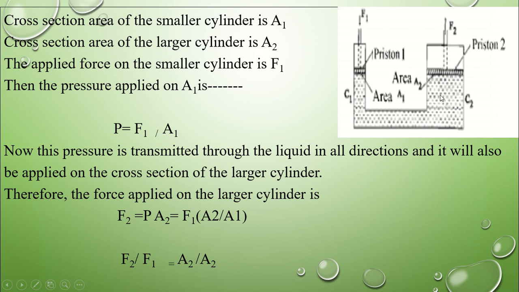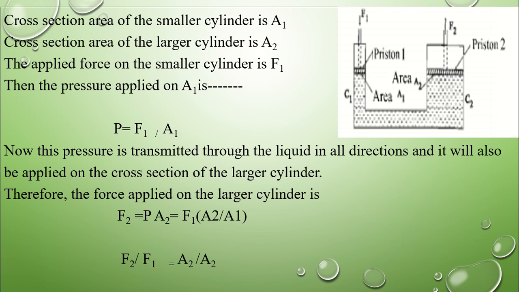Therefore the force applied on the larger cylinder is what? F2. Here the incoming force is F1, and the force on the larger piston is F2. So if P equals F by A, then F equals PA. That's why F2 equals P into A2. Here you can see I kept it P, not P1 or P2, because the pressure is the same.